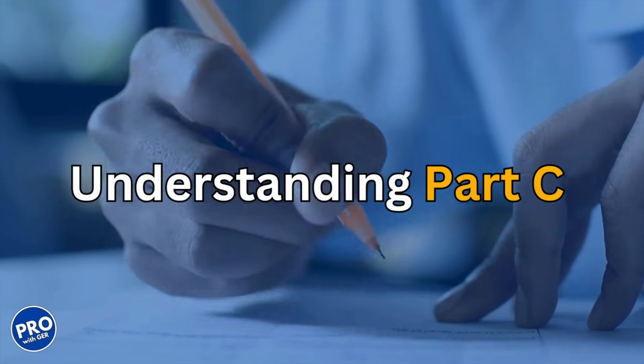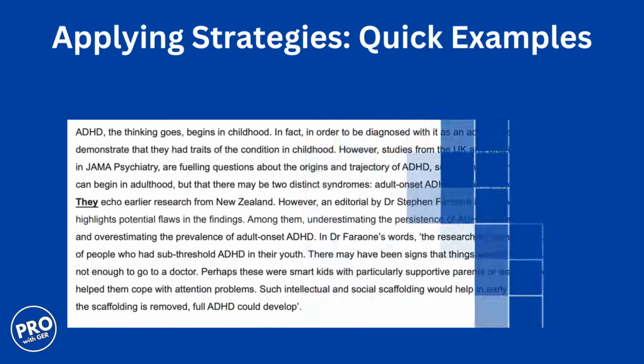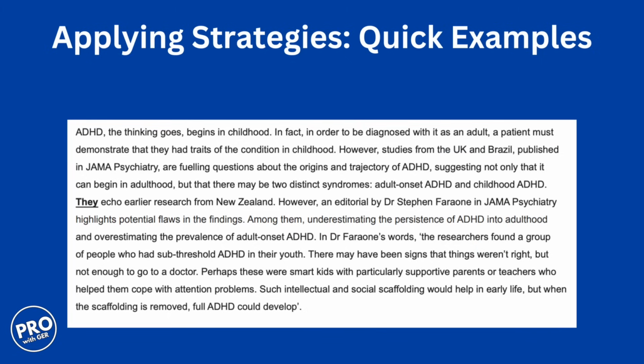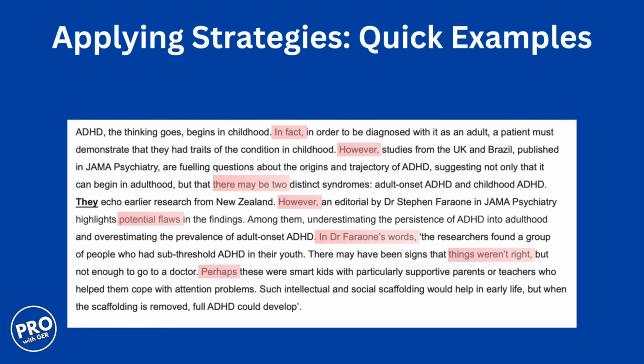In Part C, you'll need to understand not just the details, but also the writer's stance. Pay close attention to the language used. Are they expressing approval, disapproval, or uncertainty? Words like however, crucially, or strong adjectives can give you clues.